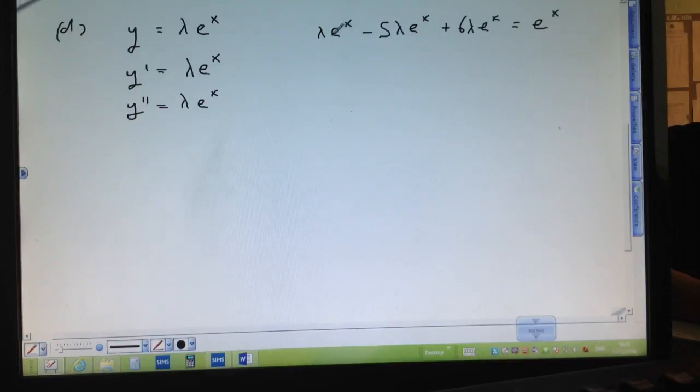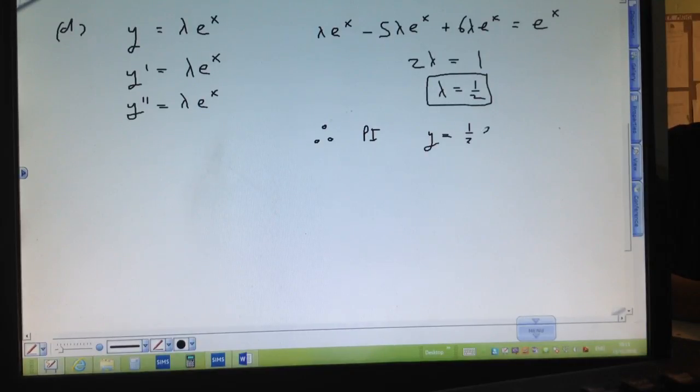Right, so you can see by comparing coefficients that I've got lambda minus 5 lambda plus 6 lambda, so I've got 2 lambda is equal to 1. Just comparing coefficients, the coefficient here is 1. So lambda has to have the value a half. And therefore, the particular integral is y is equal to a half e to the x. Okay? Half e to the x.